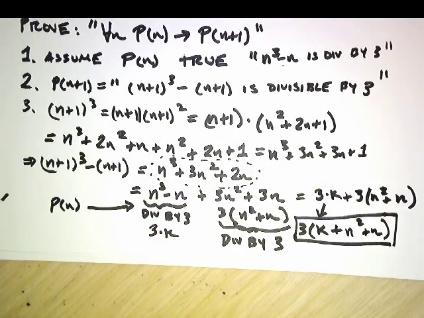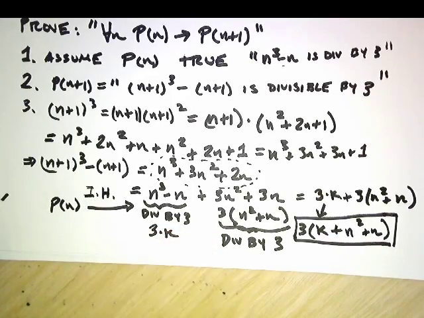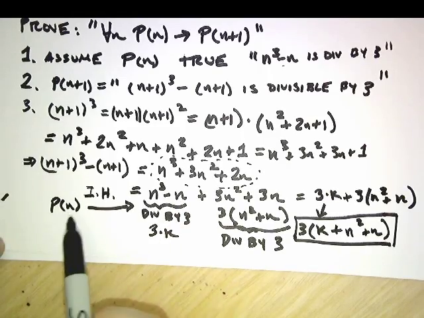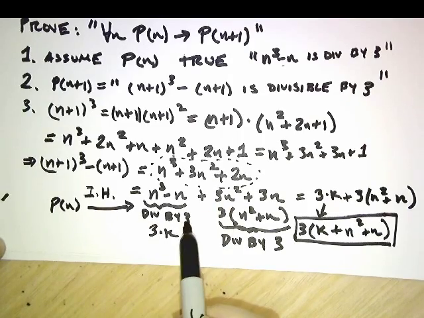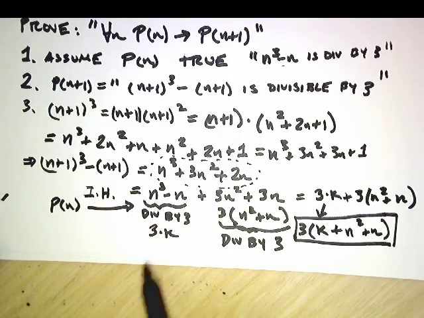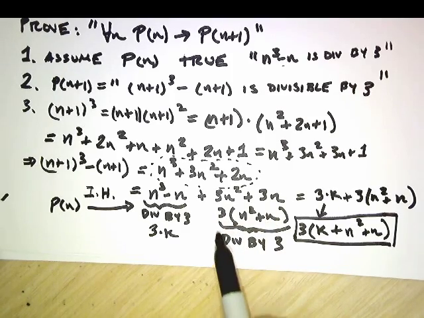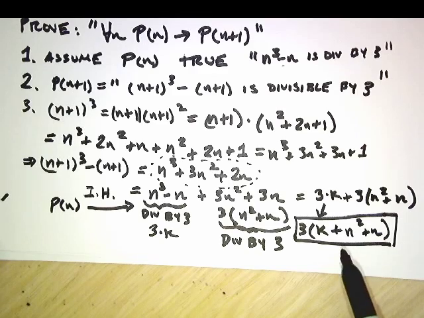Now where exactly did we use the inductive hypothesis? Right here. Because we had n cubed minus n, and our inductive hypothesis is that P of n is true. So it's divisible by 3, so we can write it as 3 times k. Then we had this other term here that, by luck, had a 3 sitting out in front, so it was divisible by 3. So when you add them up, you get that the whole quantity is equal to 3 times some integer. So the entire quantity is divisible by 3.